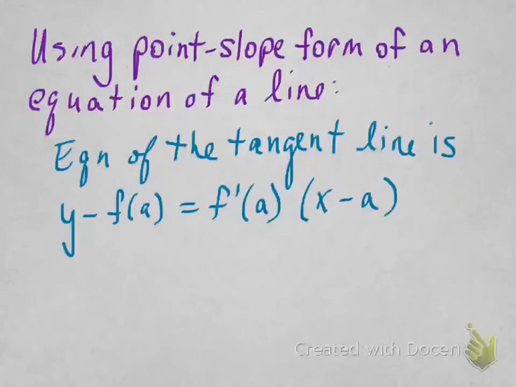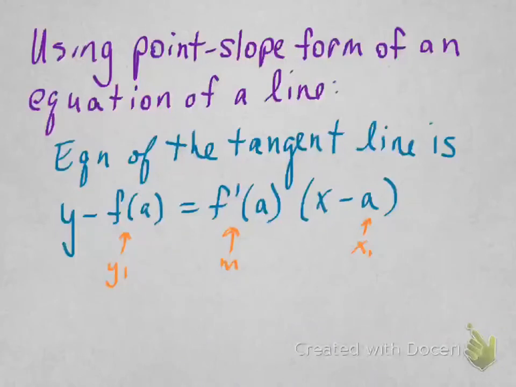And if you're thinking about the formula for point-slope form, that f of a is y1, f prime of a is your slope, and a is x1. So we have y minus y1 equals m times x minus x1. So we just put our information into point-slope form, and there we go. We have the equation of a tangent line to the graph of f at a.